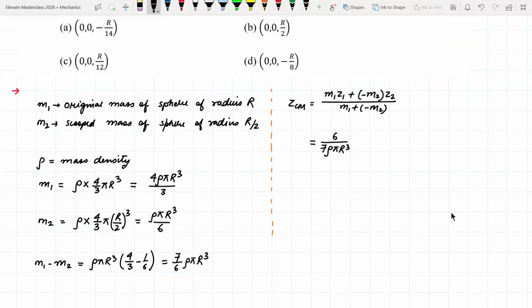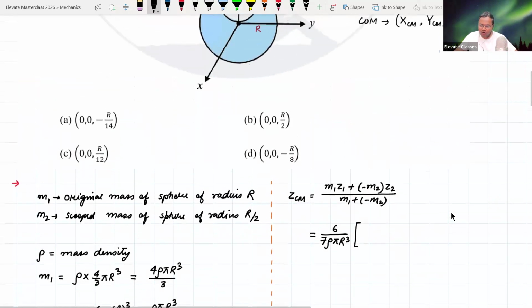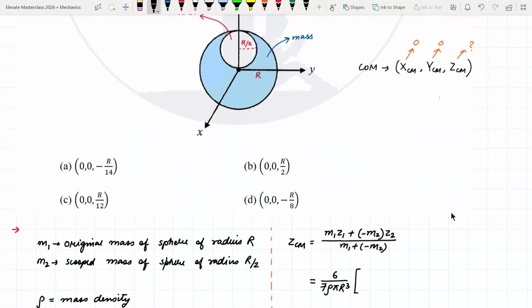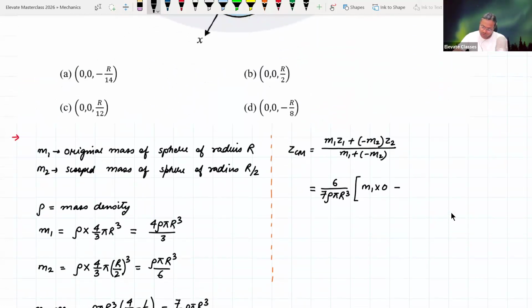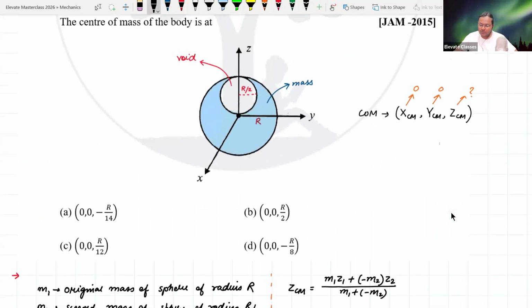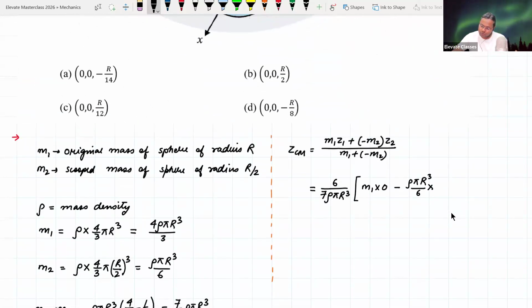Yes sir, yes. So this is going to be equal to, what is the center of mass of the original system along the z axis? 0. Original is 0. So this is going to be M1 times 0 and M2 is going to be equal to rho pi r cube upon 6 times z. So what is the center of mass of the scooped volume? That is r by 2, r upon 2. That's it, done.